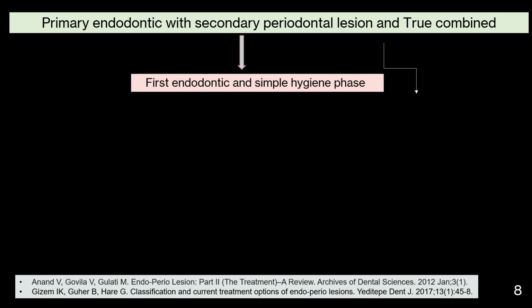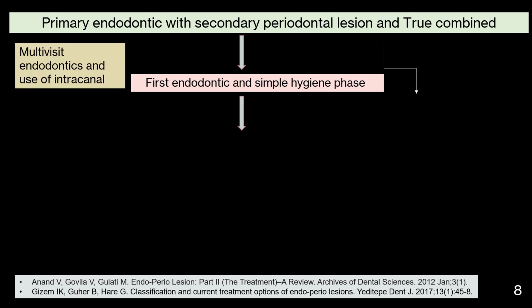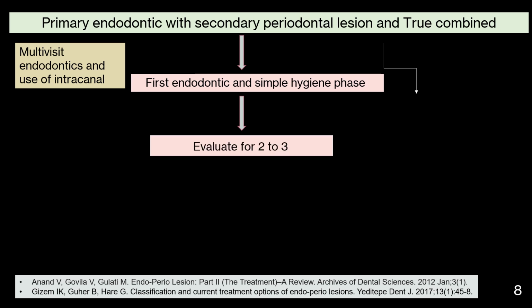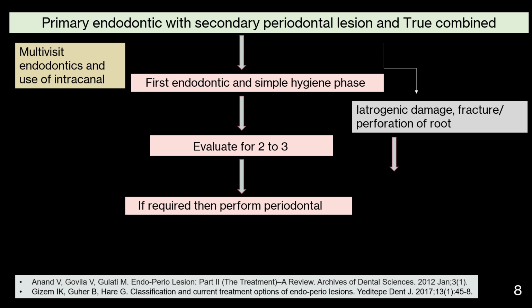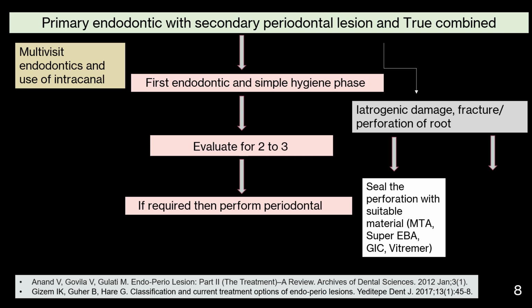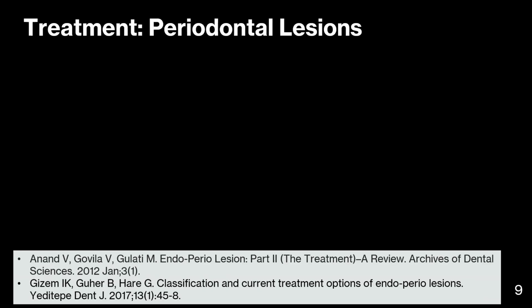Then, first you have to perform an endodontic procedure or root canal treatment with a simple hygiene phase. This root canal treatment has to be done in multiple visits with the use of intracanal medicaments. Evaluation is done at 2 to 3 months. If required, we perform further periodontal therapy, and in case of true combined lesions, look for iatrogenic damage, fracture, or perforation. And these iatrogenic damages have to be managed. You have to seal the perforation with materials like MTA, EBA, GIC with trimmer, or manage root fractures efficiently.